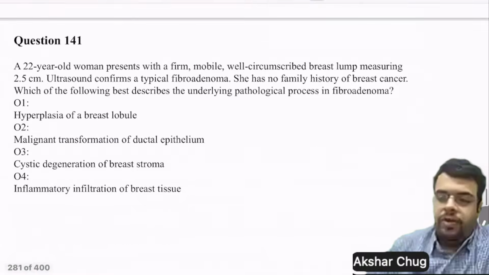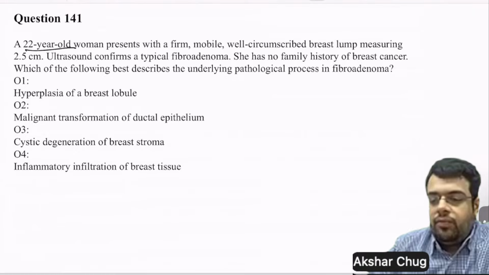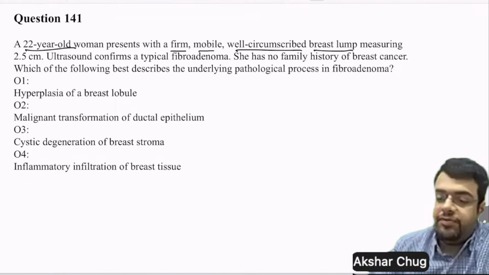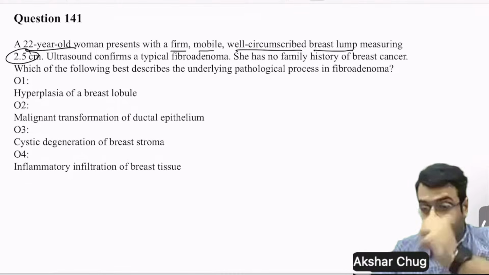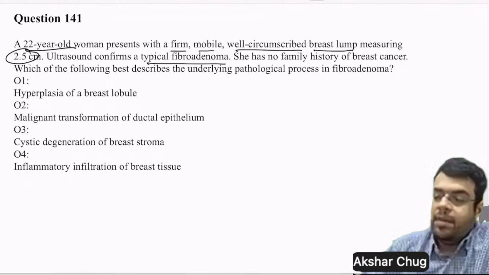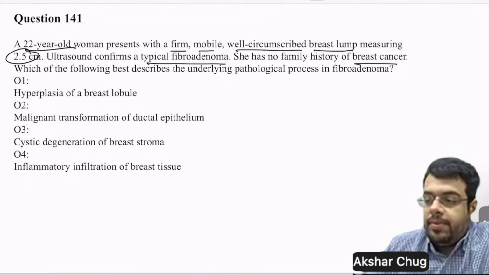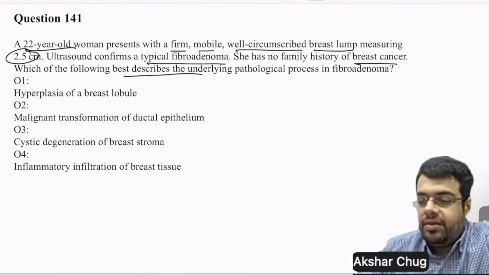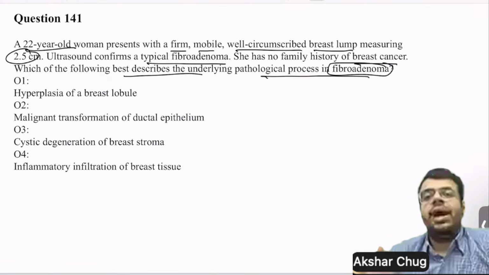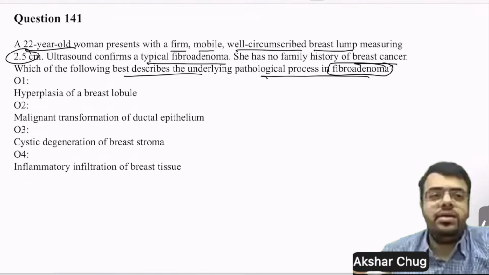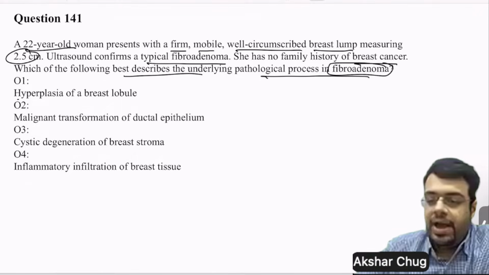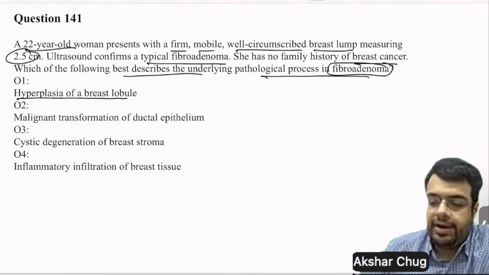Moving to question 141. A 22-year-old woman presents with a firm, mobile, well-circumscribed breast lump measuring 2.5 centimeters. Ultrasound confirms a typical fibroadenoma. She has no family history of breast cancer. Which of the following best describes the underlying pathological process of fibroadenoma? Basically, there is hyperproliferation of the fibrous tissue in the breast, right? So hyperplasia of breast lobule seems to be the correct option.